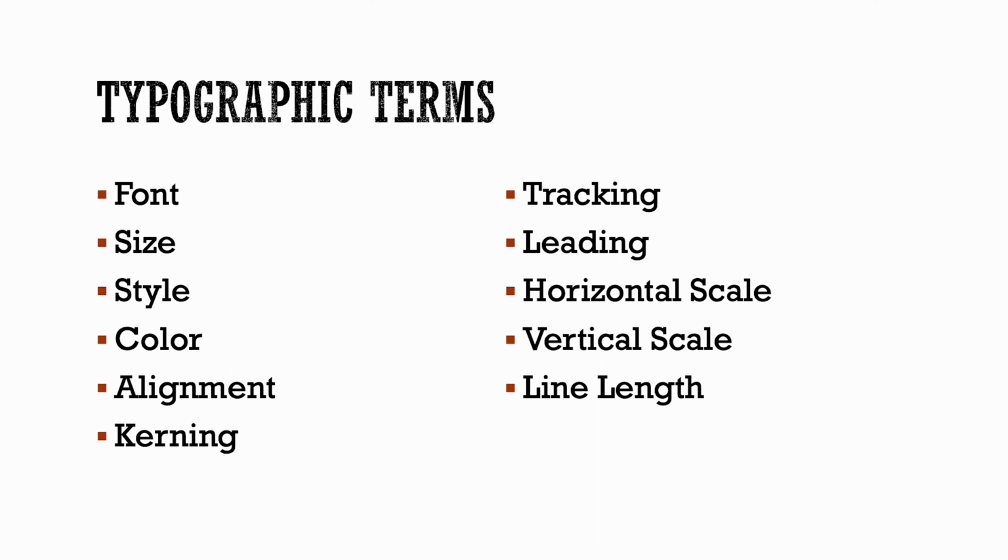A horizontal scale allows you to make the horizontal scale of the font larger or smaller. So basically make it thinner or fatter. A vertical scale is making it taller or shorter. And this is a distortion. You probably should use this with care.